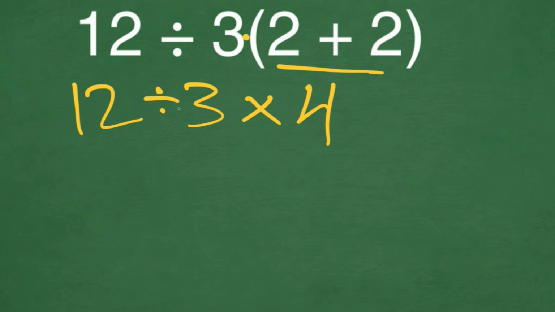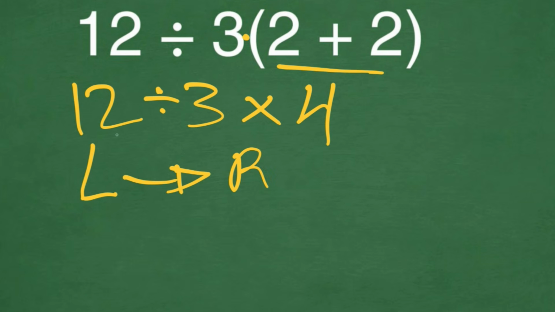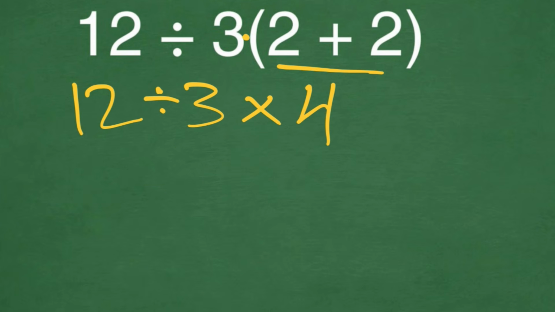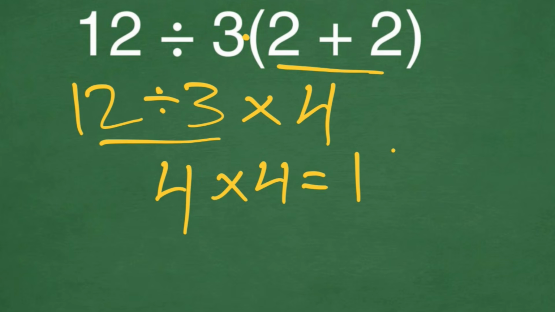And now we don't do the multiplication, right? We have to do the division, not because division has higher priority than multiplication, but because division comes first, and we have to do the equation left to right, like we said. So we have to start by dividing, and then we are going to multiply. So that is what we are going to do, and 12 divided by 3 gives us 4, and 4 times 4 is equal to 16. So the final answer to this question is 16.